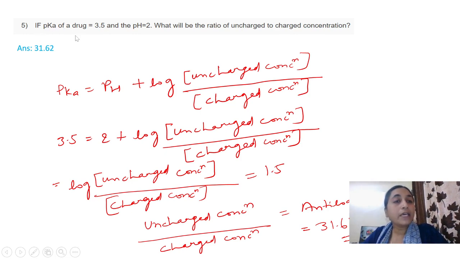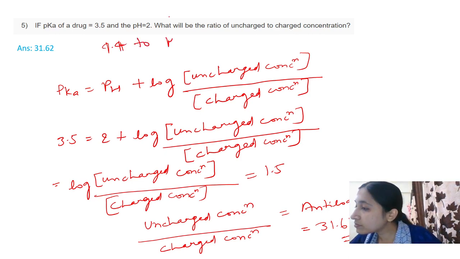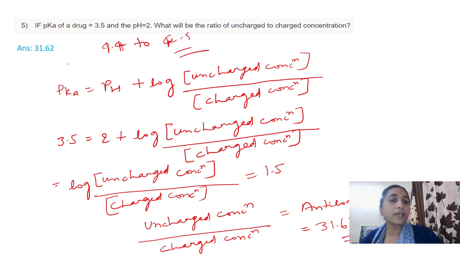So in this question, if pKa of a drug equals 3.5 and pH equals 2, what is the ratio of uncharged to charged concentration? So pKa equals pH plus log uncharged concentration upon charged concentration. So the pKa value given here is 3.5, and pH value equals 2 plus log uncharged upon charged concentration. So log uncharged upon charged concentration equals 1.5 and this will be equal to 31.62. I think there is one mistake in this question's answer also. It is given like 4.5. So you should consider this answer.